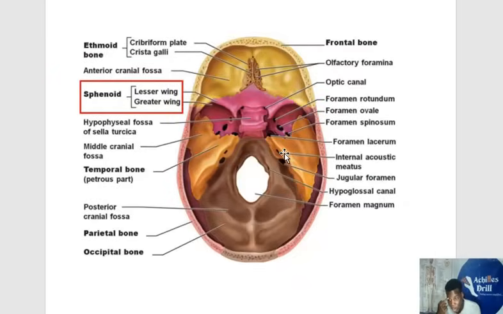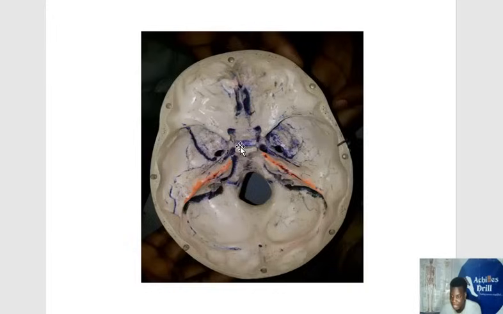And then I also want to draw your attention to some foramina just lateral to the sella turcica. They are quite important. Can you come back to this plastic picture?